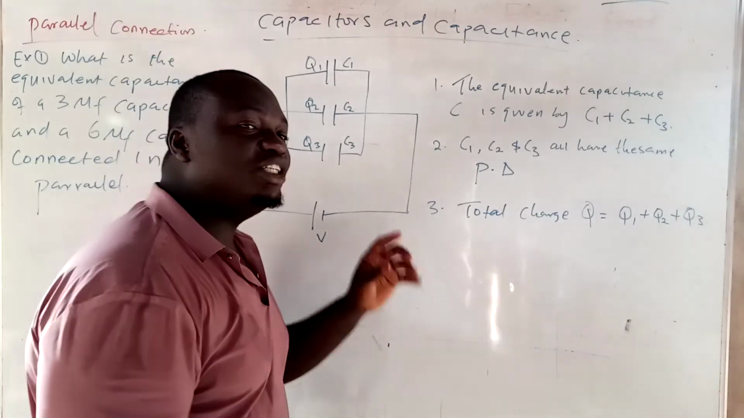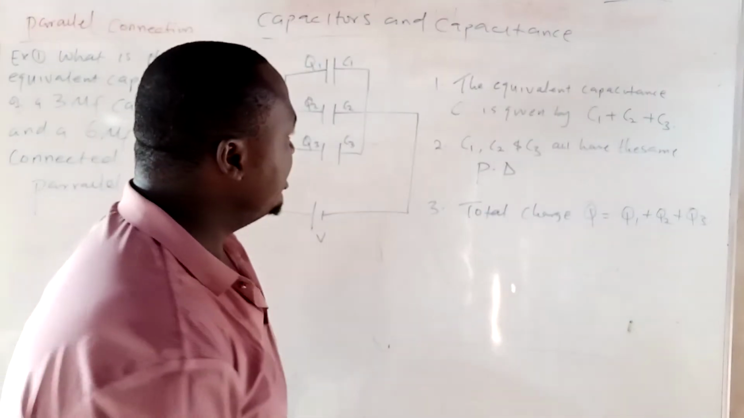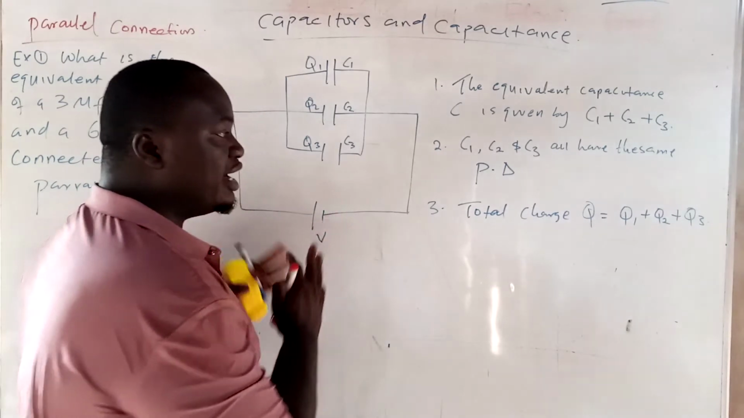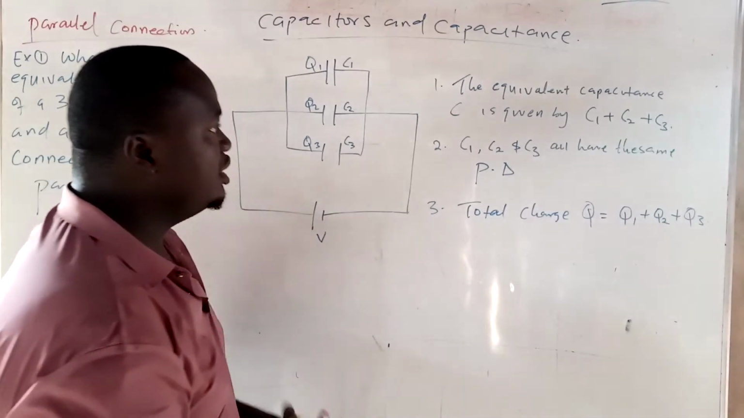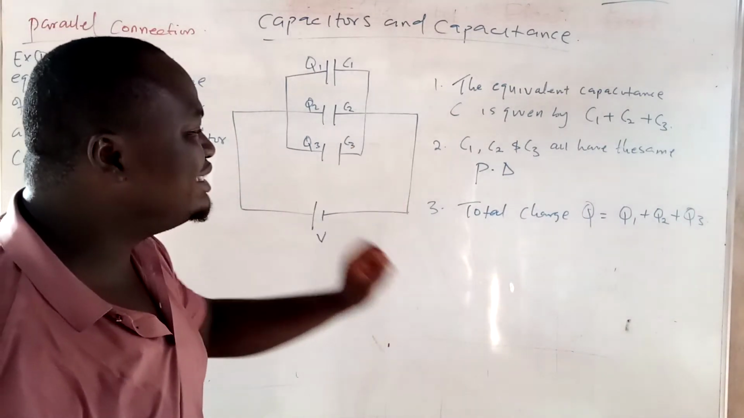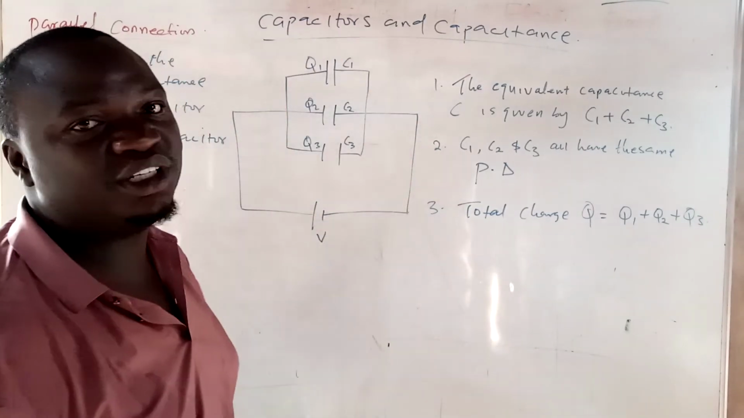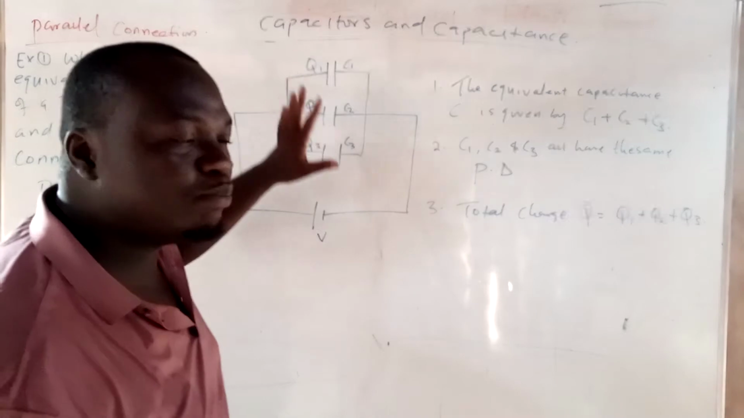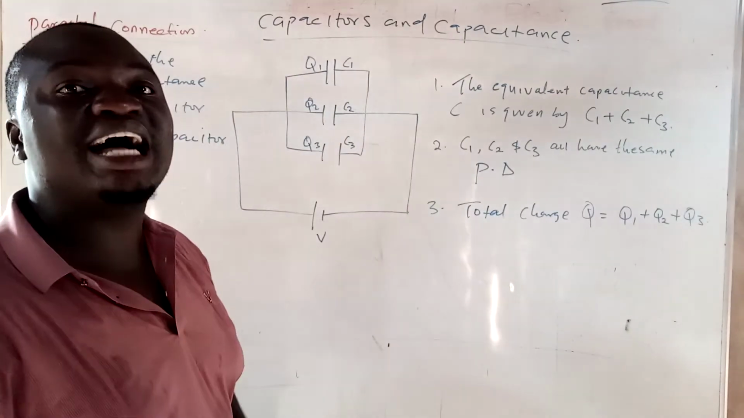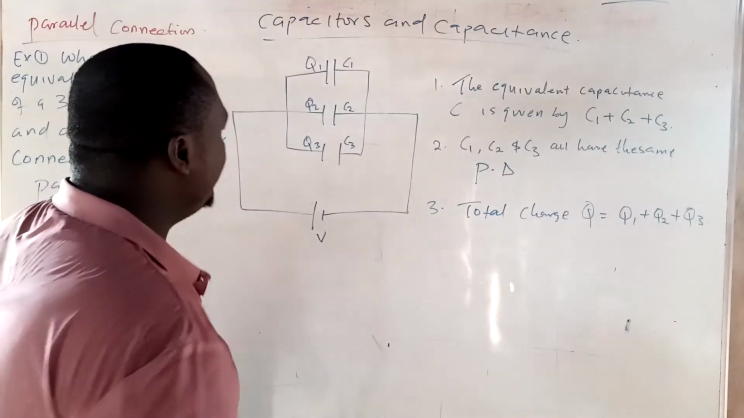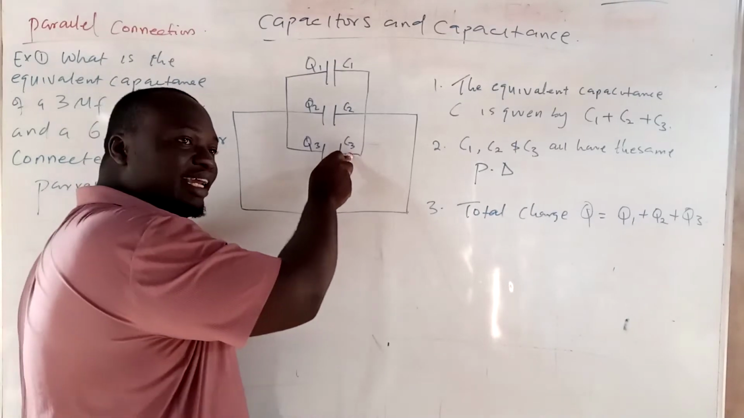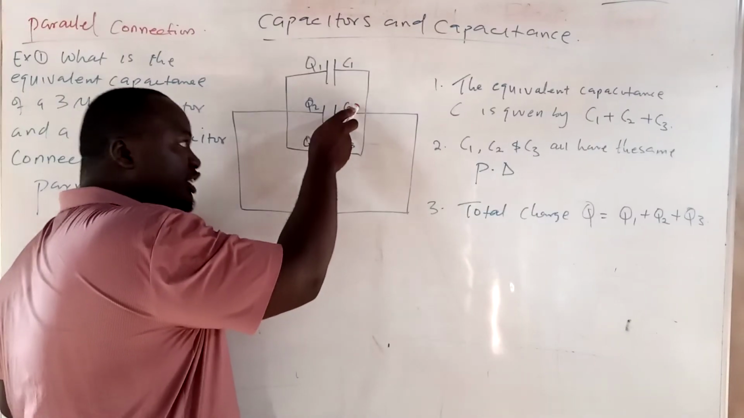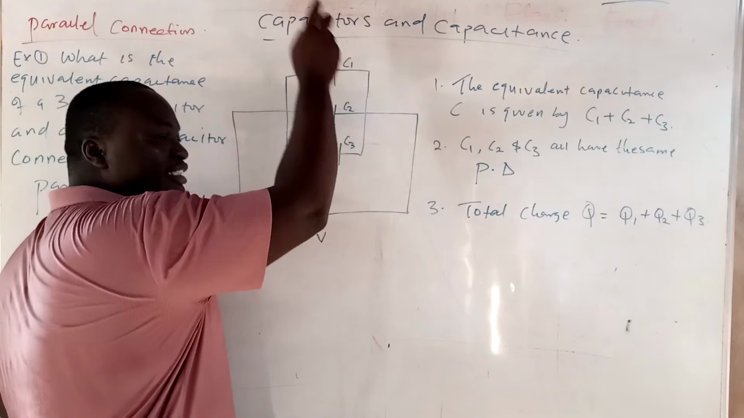Now, this is where it starts getting interesting. Are you seeing this circuit, the way it's parallel, this parallel circuit? They have the same potential difference. The capacitors have the same potential difference, but they have different charges. It means the PD that is in C3 is the same PD that is in C2, it is the same PD that is in C1.